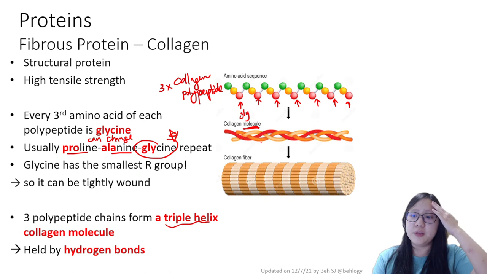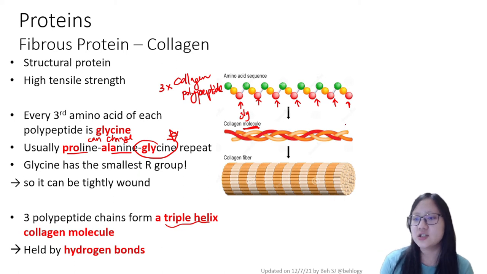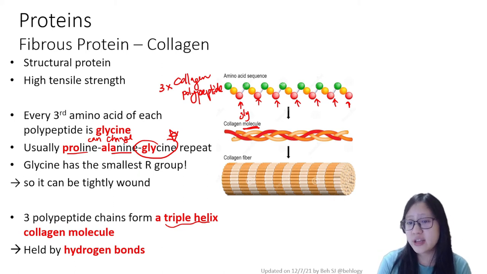And between these polypeptide chains are hydrogen bonds. Now at this stage, because it involves three different polypeptides, you can say that the collagen molecule is definitely a quaternary structure.